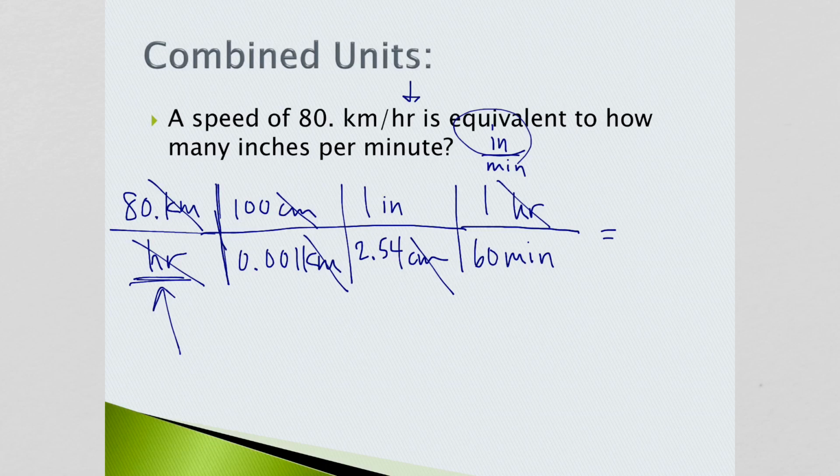80 times 100 divided by 0.001 divided by 2.54 divided by 60. And your final answer to this one should be 52,000 inches per minute. Now, why 52? Why 2 digits, 5 and 2? Because there are 2 significant figures in the 80. This particular trailing zero is considered to be significant because of the decimal point being placed next to it.